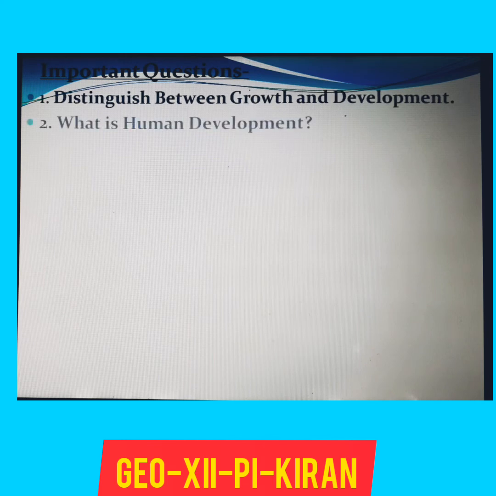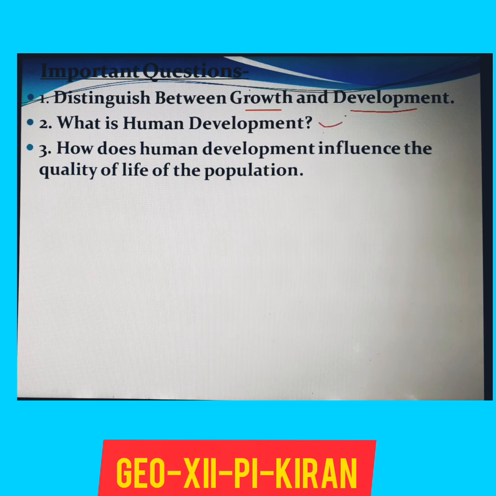So students, you understood about the human development chapter. Now at the end, I wish to do some of the important questions. So after watching this video, reading the textbook, you should be able to answer these simple questions. The first one is distinguish between growth and development. That distinction is shown to you. What is human development? A simple question, one mark question. You can answer this. How does human development influence the quality of life of the population in a particular area?